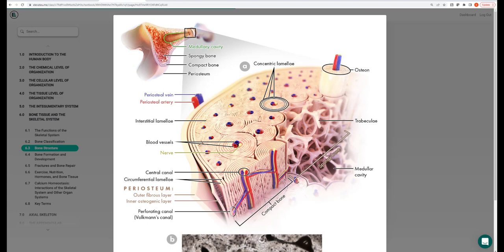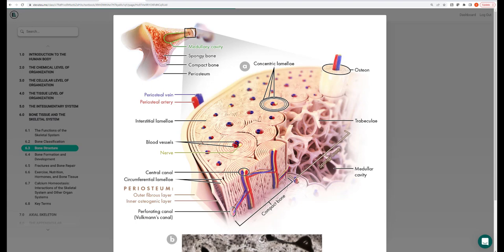Then in the compact bone, we see these very familiar osteons. Now, you know from lab that osteons are long columns. Osteons run the entire longitudinal length of the bone. Okay, so we see some of that here. So we see these osteons, these circular arrangements. And we know that in the center of each osteon, there's a central canal. That central canal contains blood vessels, both arteries and veins.